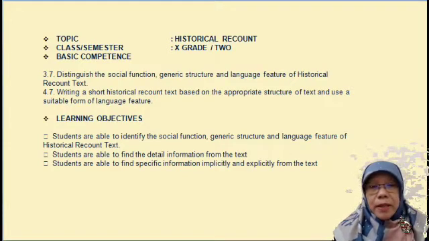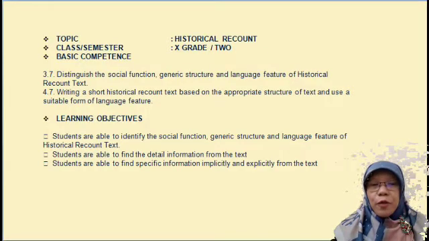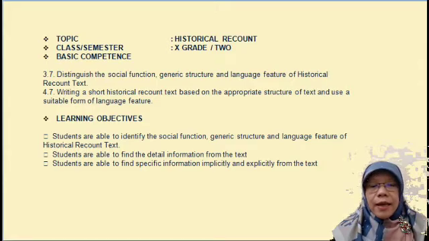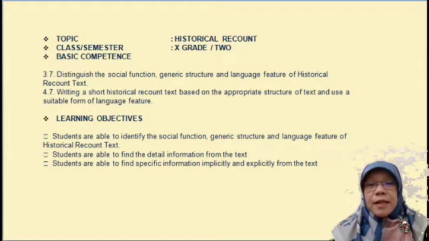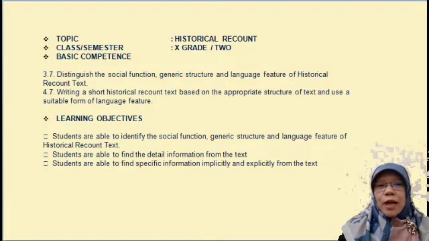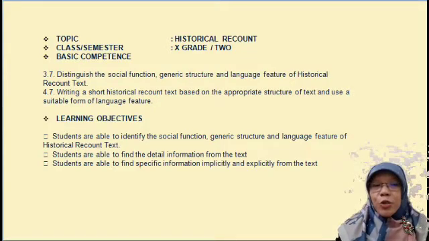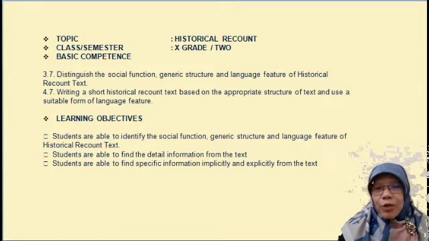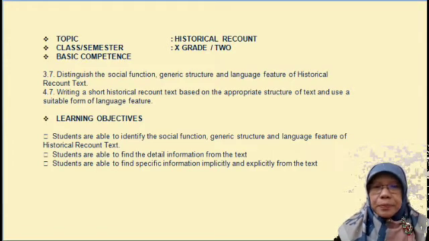The basic competence which has been explored is to distinguish the social function, generic structure, and language feature of historical recount text. And the second basic competence is writing a short historical recount text based on the appropriate structure of text and using a suitable form of language feature.